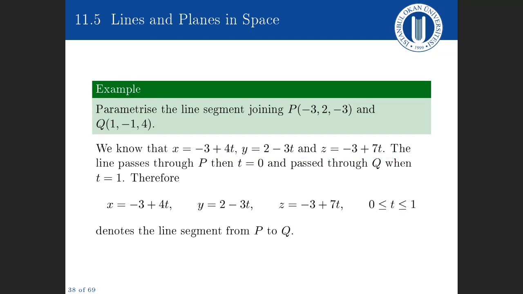Now we can see that the line passes through the point P when t is equal to 0. Replace t by 0 in these equations, and we get -3 to -3. We get the point P. And we can see that if we put t equal to 1 here, because we use the vector from P to Q, then we get -3 plus 4, or 1, 2 minus 3, or -1, -3 plus 7, or 4. So if t is equal to 1, we get Q. Therefore, we must allow t to be between 0 and 1.